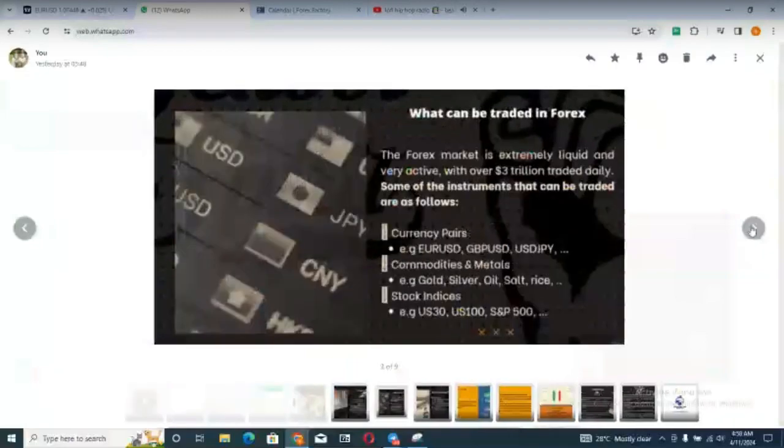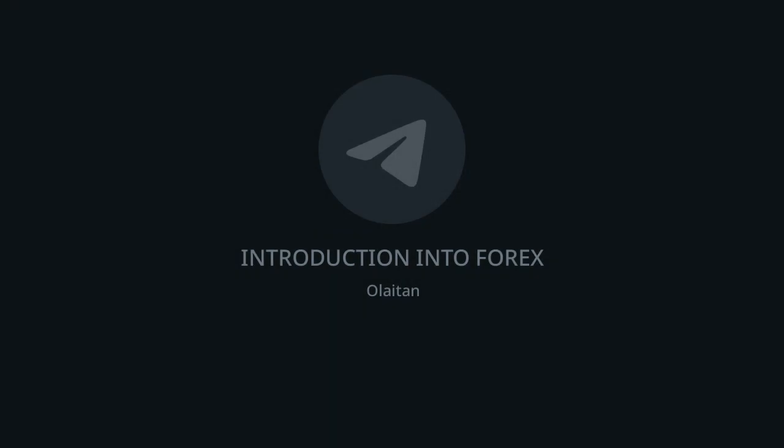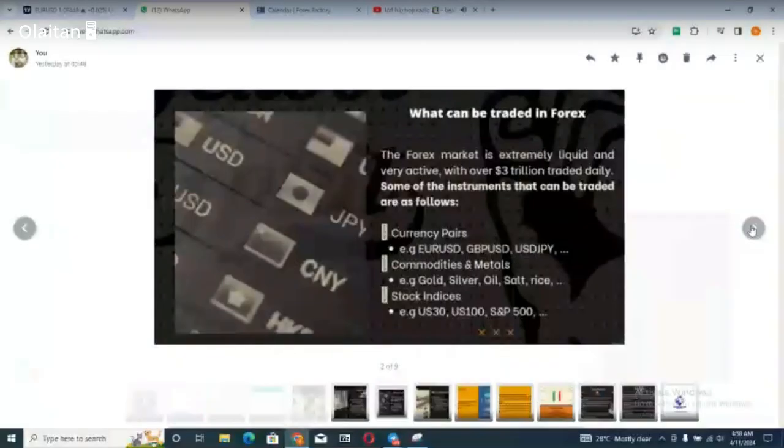So what can be traded in Forex? The Forex market is extremely liquid and very active, with over 3 trillion traded daily. Some of the instruments that can be traded are as follows. We have the currency pairs, whereby we have the EUR/USD, GBP/USD, USD/JPY, USD/CHF. We have USD/ZAR, that's on the exotic.